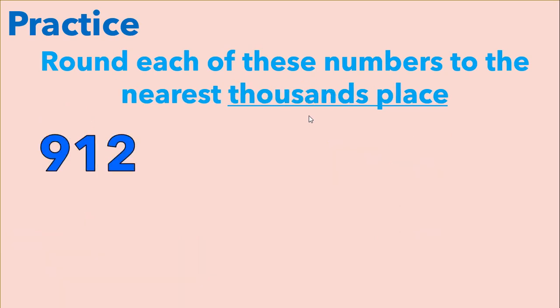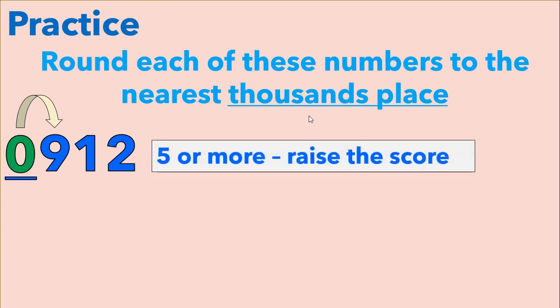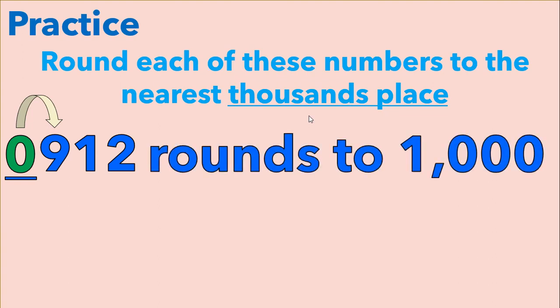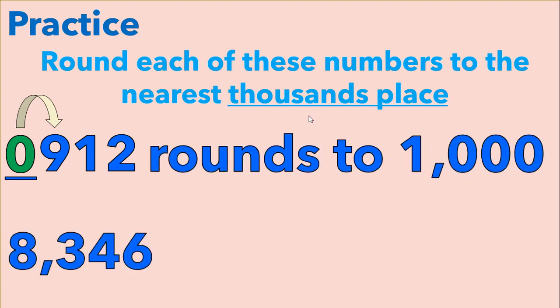Finally, we're going to round these numbers to the thousands place. Here, in 912, we see that we have no hundreds, so we can put a 0 in, no thousands, so we can put a 0 in the thousands place. We're going to look at the hundreds place to determine if we're going to round this number to 0 or to 1,000. The 9 falls in the category of 5 or more. So we're going to raise the 0 thousands to 1,000. 912 rounds to 1,000.